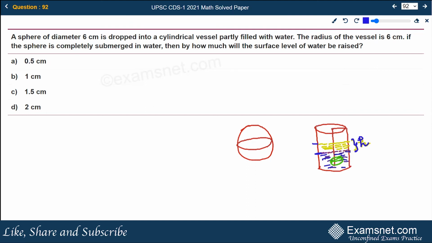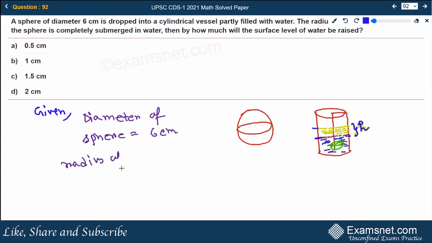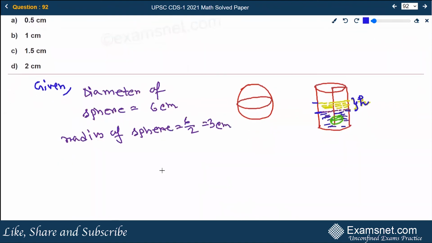Let's say the water level has been raised by h centimeter. So here we can say that the diameter of the sphere is 6 centimeter, so the radius of the sphere is 6 by 2, 3 centimeters. So what will be the volume of the sphere? The formula is 4/3 pi r cube. Here r is 3, whole cube. Let's keep it like this.